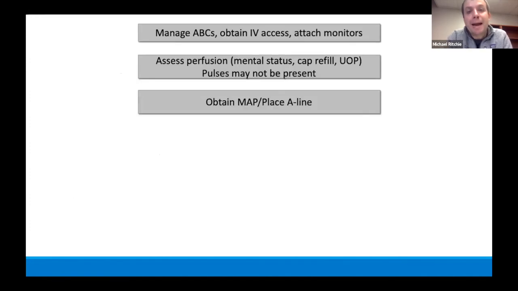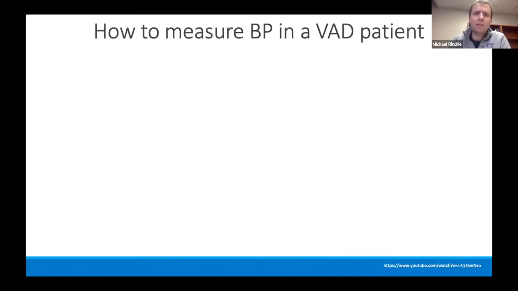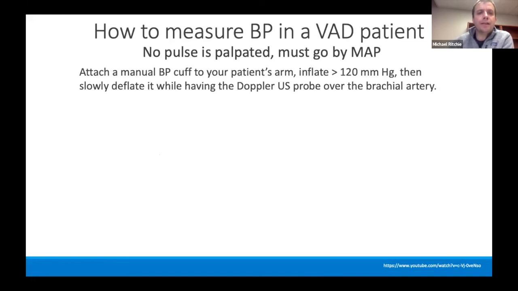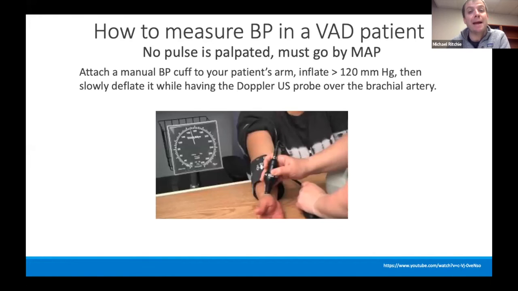And then you want to obtain a MAP. You can place an A-line, which is obviously the most accurate, and it's usually recommended if you have someone that's sick and a VAD patient. We usually just throw in an A-line because it's so much easier than trying to get a MAP. In order to get a MAP, you have to attach a manual blood pressure cuff and inflate it to greater than 120, and then you slowly deflate it while you have a Doppler sitting over the brachial artery. As soon as you start hearing that biphasic flow or the monophasic flow, then you would say that that's the MAP.